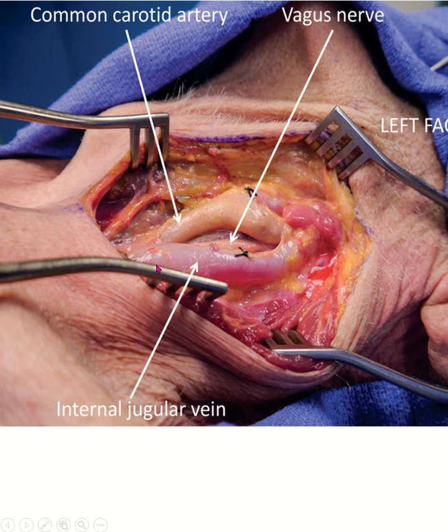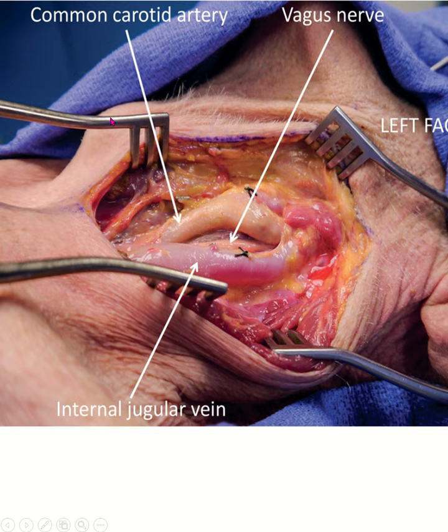The vein travels in the neck within the carotid sheath along the common carotid artery. This is the common carotid artery. This is the internal jugular vein, and posterior to the internal jugular vein is the location of the vagus nerve. All are contents of the carotid sheath.